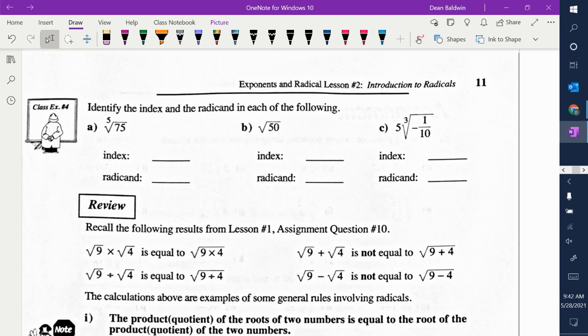This seems like a weird question, but we'll just do this one anyway. We'll just do B. If there is no number, what is the index number? 2. And the radicand is 50. Okay.